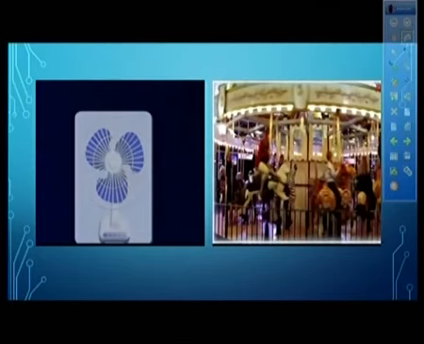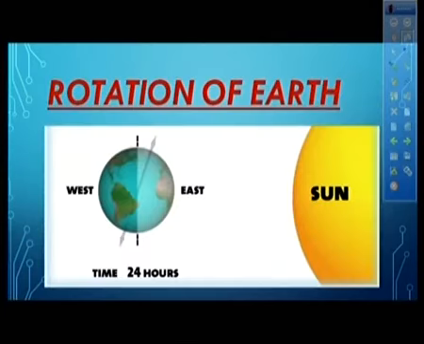The best example you can take with this is the earth. Earth rotates around its own axis which creates day and night.